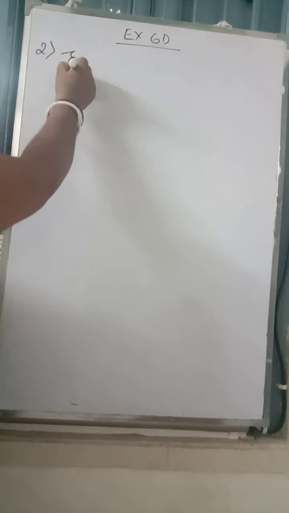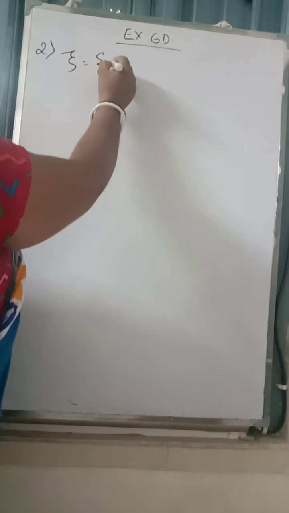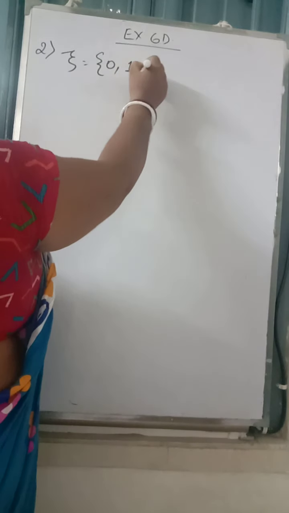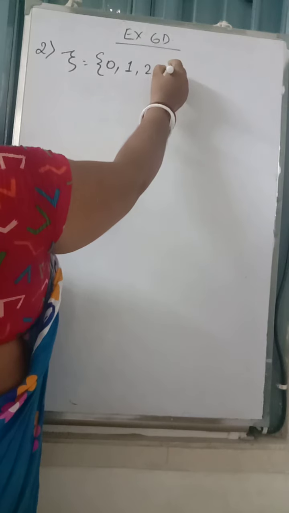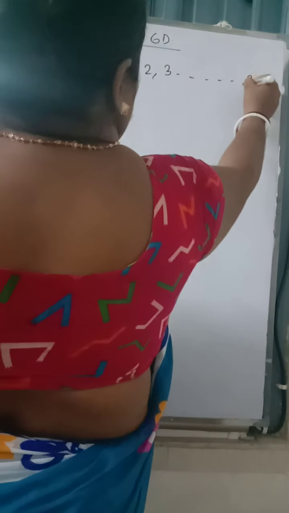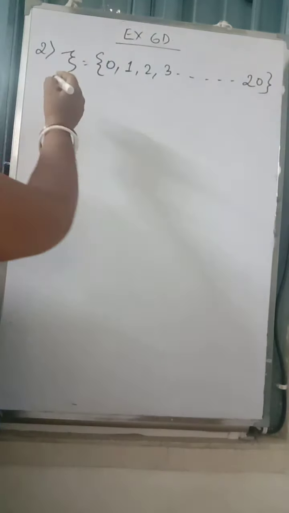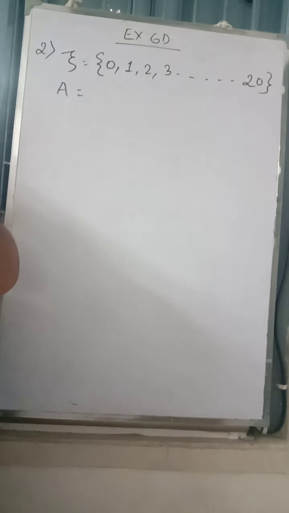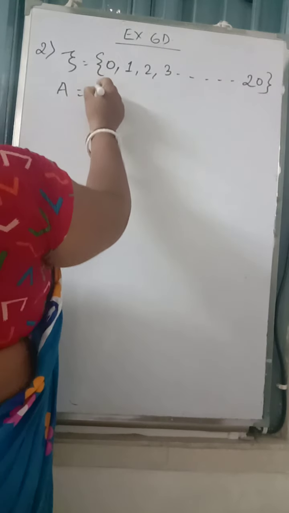Look at question number 2. Here it says, given the universal set is x, where x belongs to whole numbers, greater than or equal to 0 and less than 20. So it goes on up to 20. Then it says set A is x where x is odd numbers less than 20.